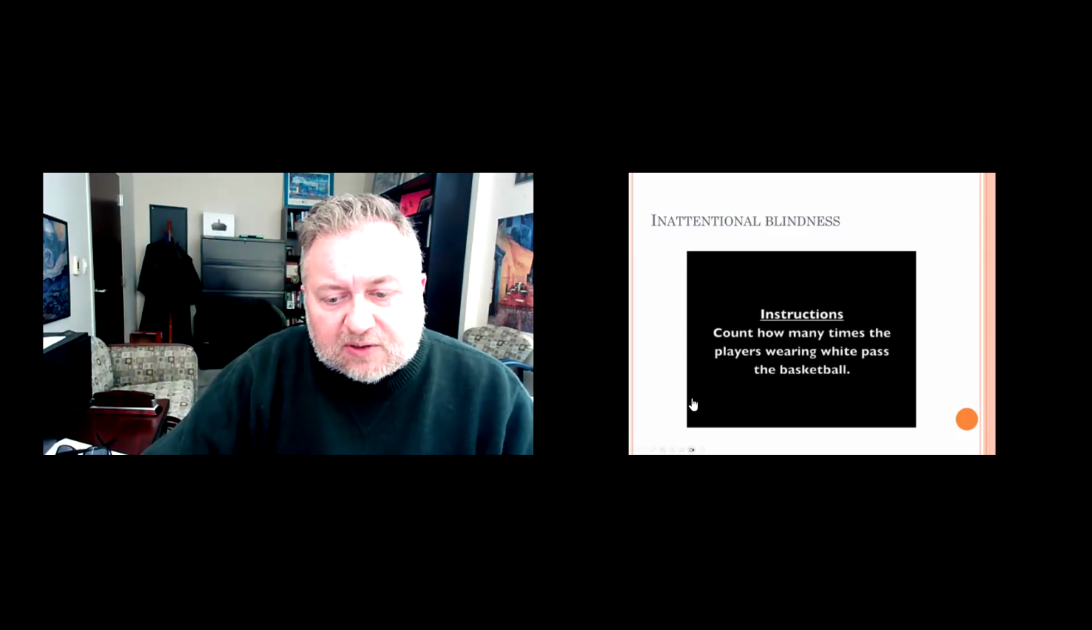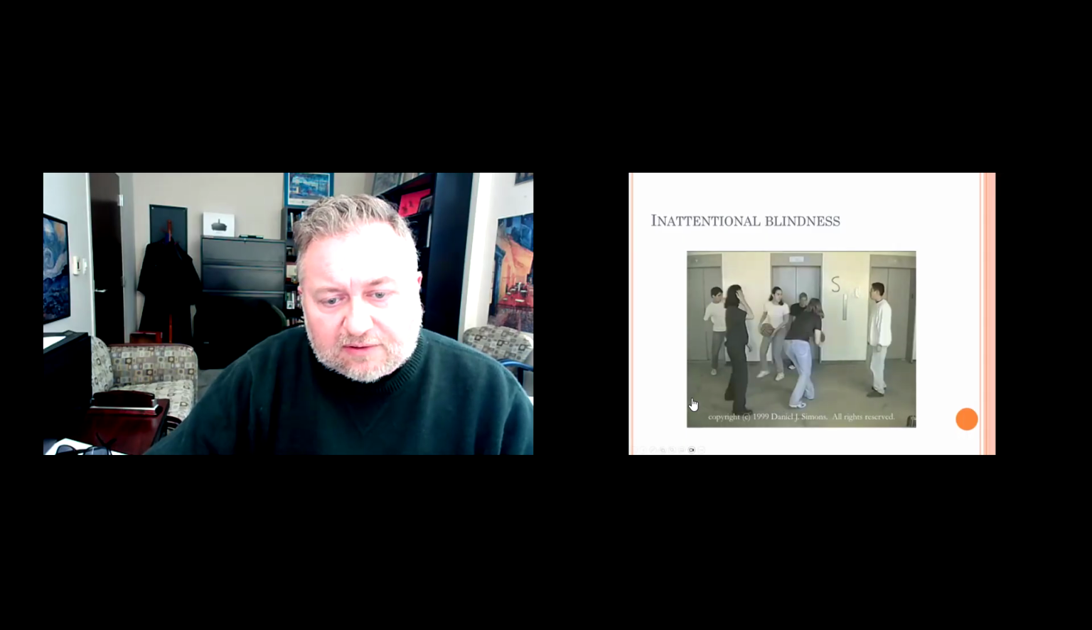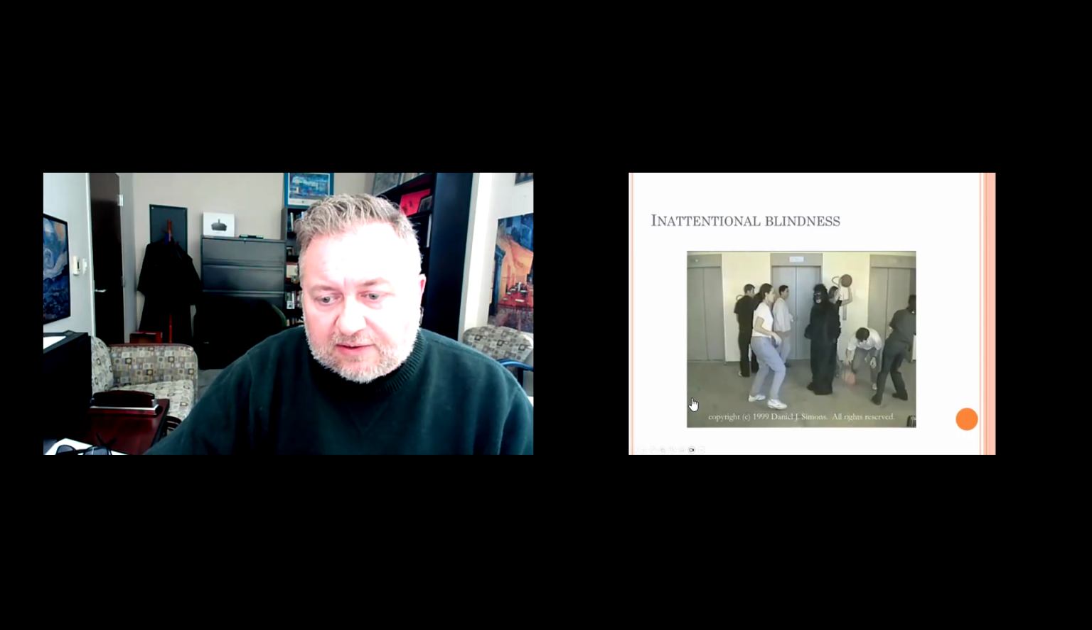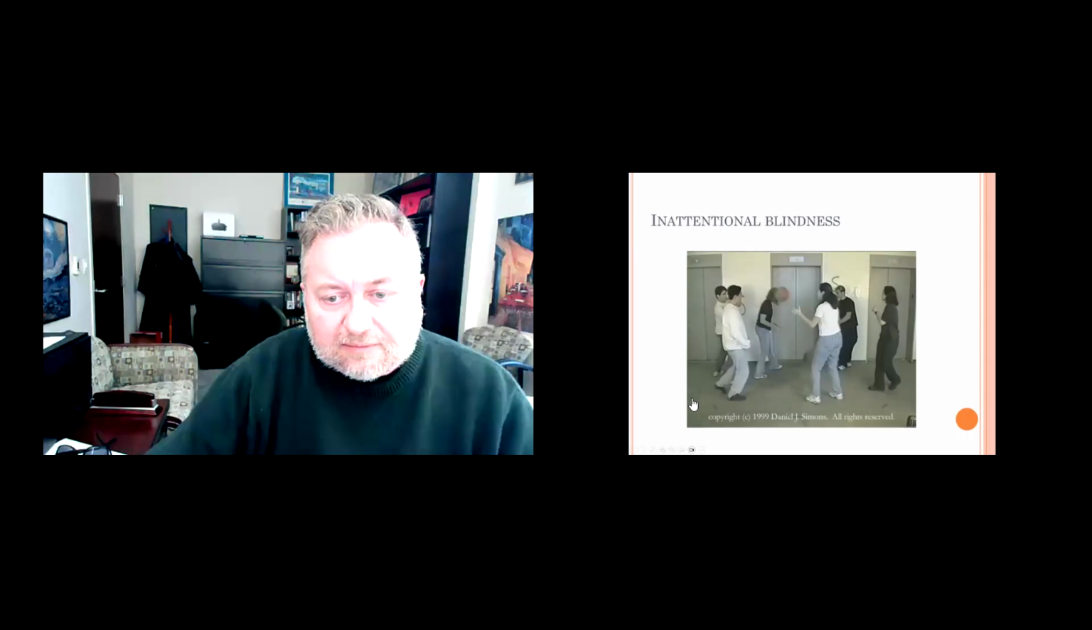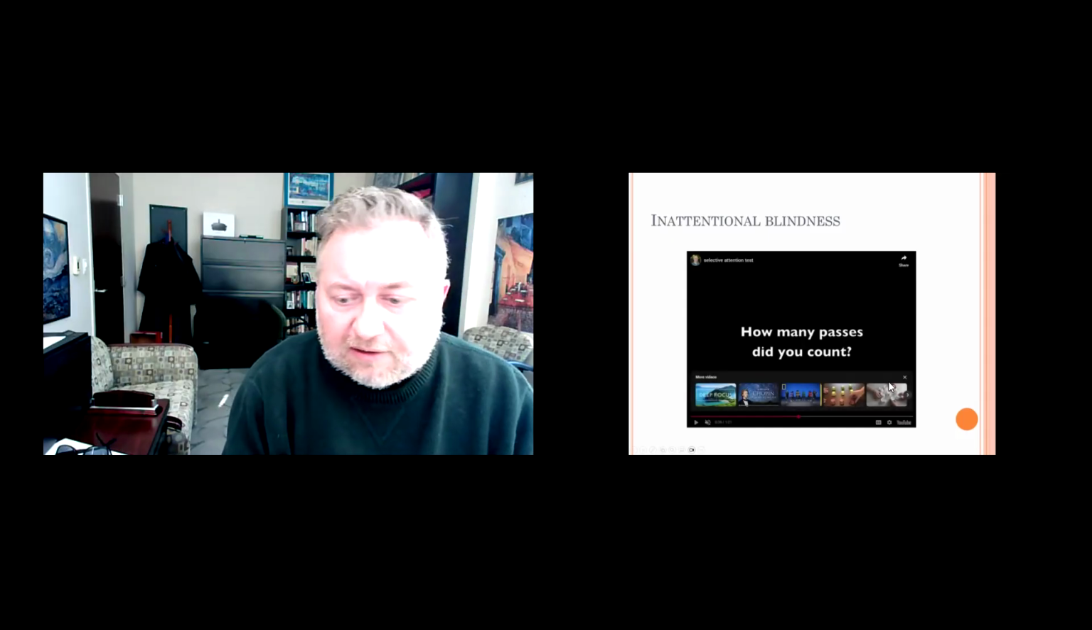So count how many times the players wearing white pass the basketball is the instruction. So we've got these three people here, so we're just going to watch them, and they're passing the ball back and forth. So we are counting how often they do that. Now, as I've mentioned, you may have seen this before, so you know what happens here, but otherwise, let's say you have never seen this. So let's just keep going, and we're going to watch and count. And don't listen to me while that's all happening, right? I'm going to pause it right there.